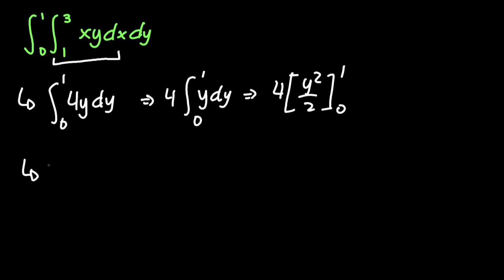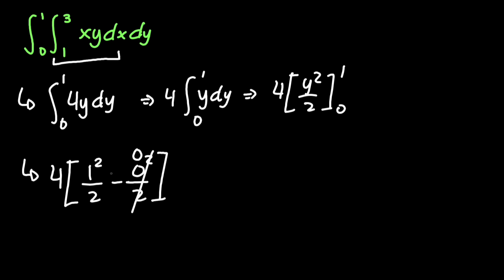And now solve this. You will have 4 multiplied by 1 raised to the power of 2 over 2 subtracted by 0 raised to the power of 2 over 2. This would be equal to 0 simply. And so 4 multiplied by 1/2. The answer here is simply 2.